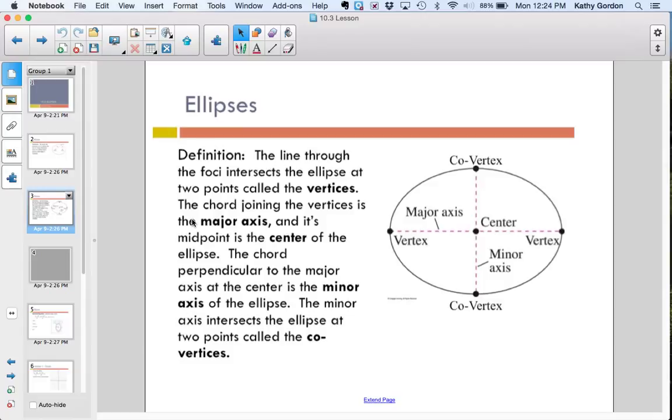Okay? And so when we get an equation, we need to figure out where the center is, where the vertices are, and where the co-vertices are, along with where the foci are going to be. Those are the four main things we're going to have to find each time. The center, the vertices, the co-vertices, and then the foci. Okay, so I'll give you a second to write down how much of that you want.